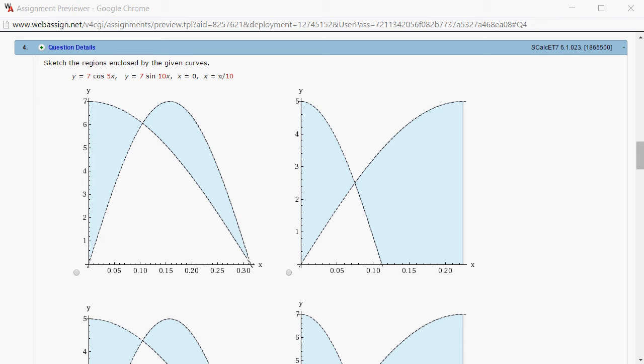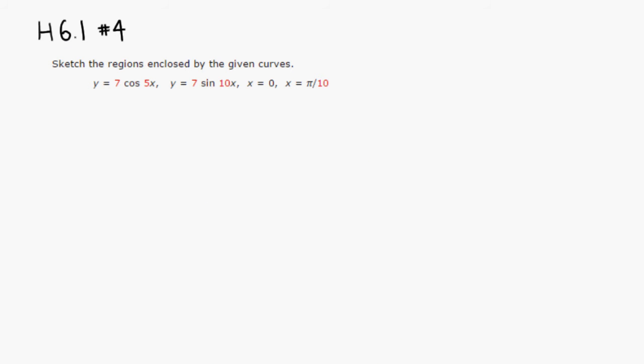Alright, let's look at homework 6.1, problem number 4. First we want to know where the intersection points are. So I'm going to set these equal to each other. So 7 cosine of 5x is equal to 7 sine of 10x.